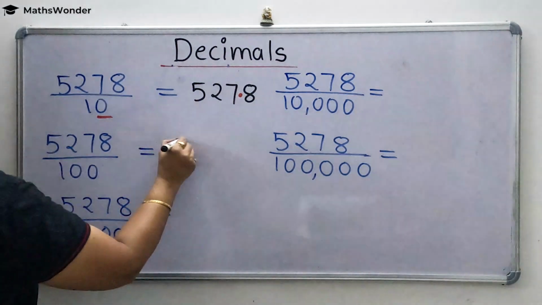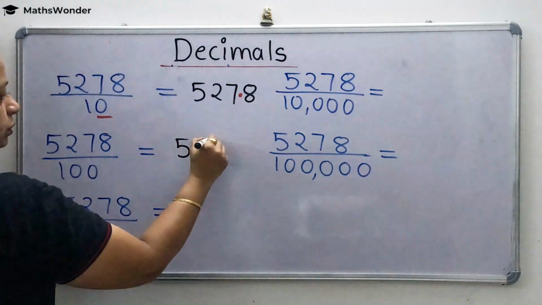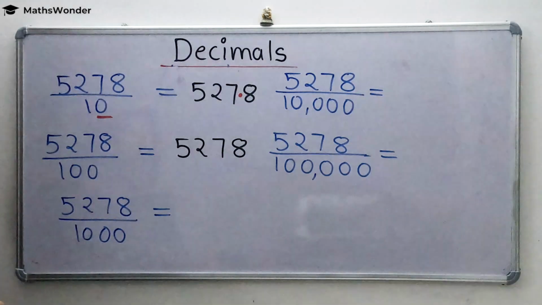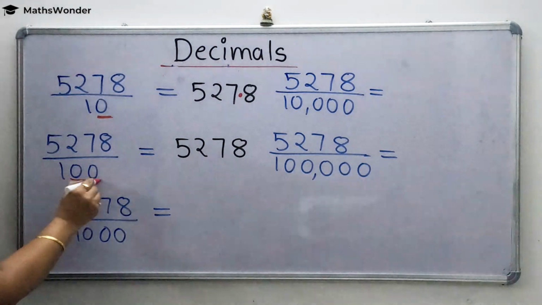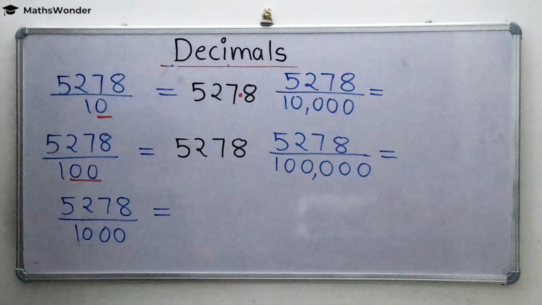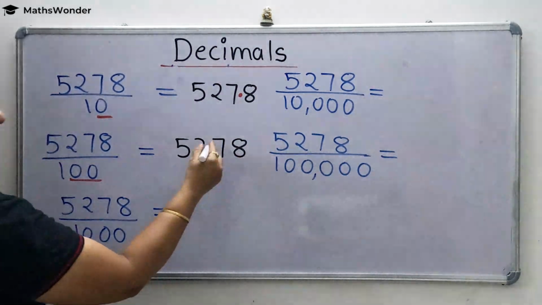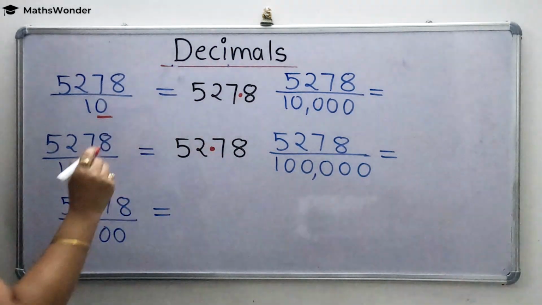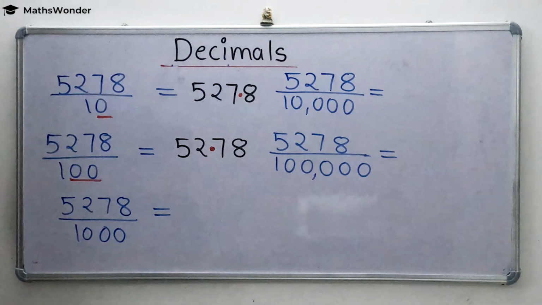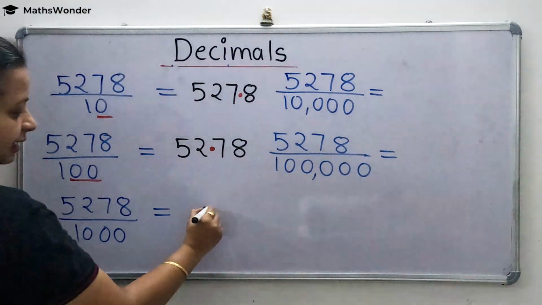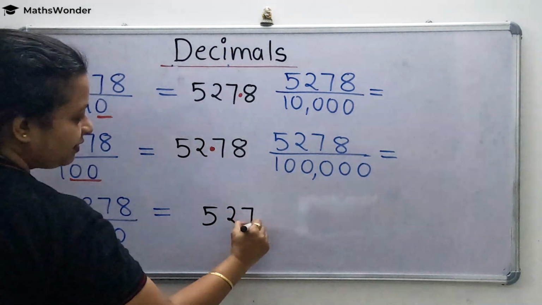Next, the numerator is 5 2 7 8. Write whatever numerator is given in the question, and then check how many zeros in the denominator. How many zeros in the denominator? 2. Start from the extreme right. After 2 digits, 8 and 7, after 2 digits, you will put the decimal. Understood the concept? Then 5 2 7 8.